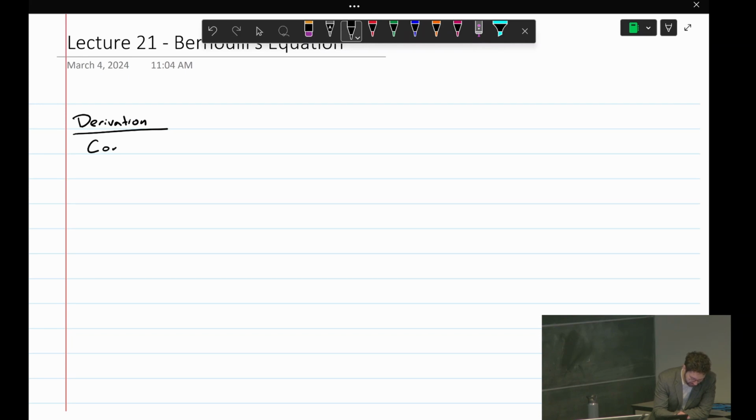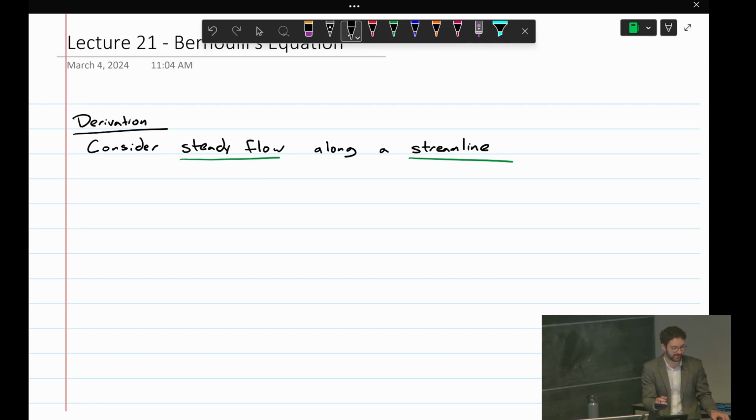So let's consider steady flow along a streamline. I'm going to underline some important stuff that we're going to do throughout this derivation in green, and we'll collect that at the end. So we're going to consider steady state flow along a streamline. These are concepts we've seen so far in this class, so hopefully you're familiar with what that means. So we're going to be working along a streamline when it comes to Bernoulli's equation.